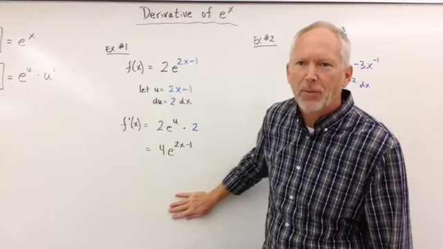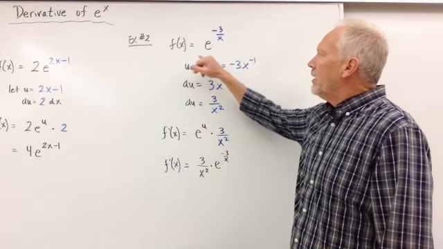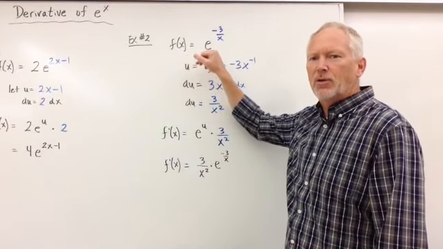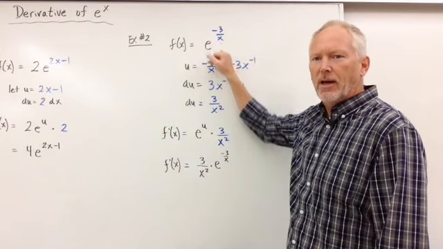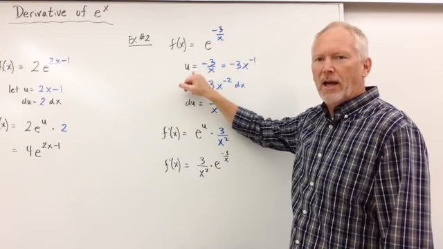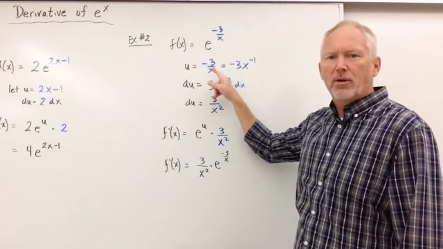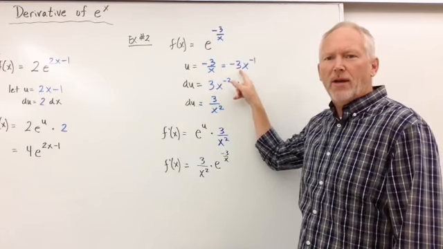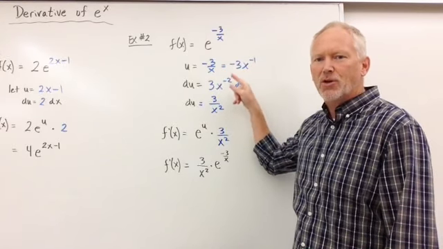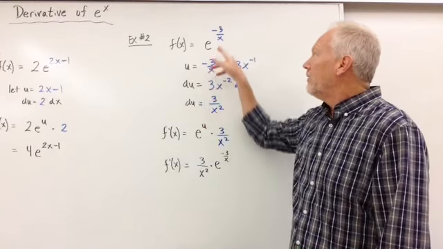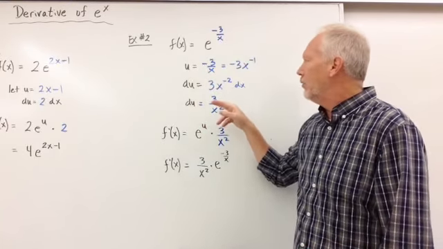All right, example number 2. In this case, f of x is equal to e to the negative 3 over x. Again, we let u equal negative 3 over x. And when we do this, we can simply rewrite this as negative 3 times x to the negative 1. Remember your exponential powers: if there's an x in the denominator, we can move it up top by making it to the power of negative 1.